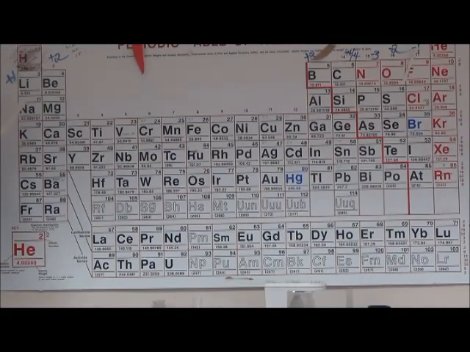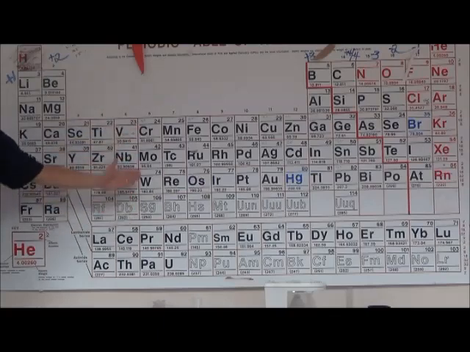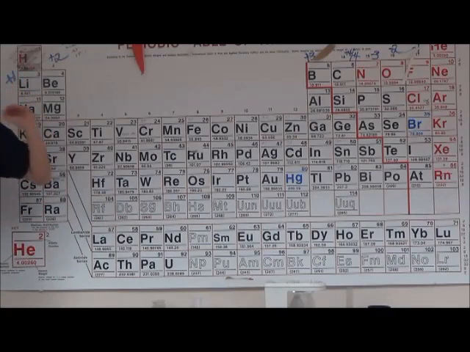But here's the important thing. The periodic table is arranged by horizontal rows and groups, vertical columns. Get this in your head. Rows are horizontal. Groups are vertical columns. Okay, when I was a kid, I always screwed that up. Columns are vertical, rows are horizontal here. Okay? So here we go.